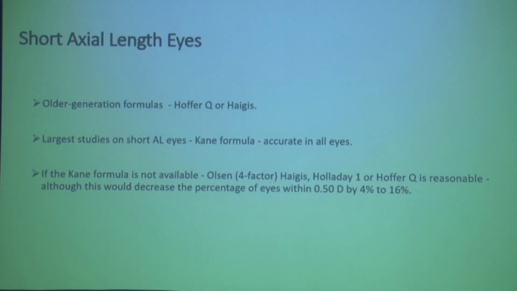Now, short axial length eyes pose a major challenge because a small error in the estimation of ELP will cause a major shift in the refraction because of the large power of the IOL. So if we have only older generation formulas, we can use either Hoffer Q or Haigis. But 2-3 large studies on short eyes have shown that the Kane formula was the best formula even in very short eyes. So if that is not available, we can use either Olsen, Haigis, or Holladay 1 or Hoffer Q.